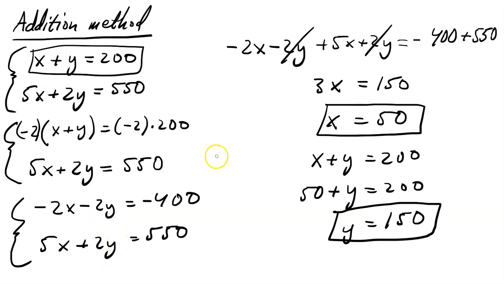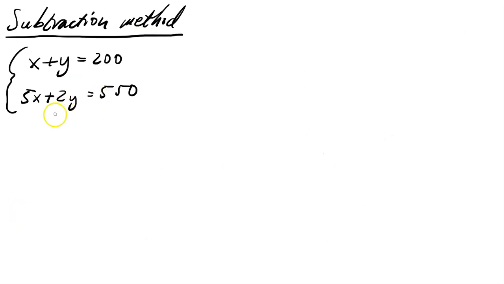The subtraction method works exactly the same way, but instead of adding the two equations, we subtract. So let's say, for example, that we want to subtract the first one from the second one. It doesn't matter which one we subtract from which. The only point here is that we want one of the unknowns to disappear. Last time we made y disappear. Now we can just as well make x disappear, for example. So if we take the second one and subtract this one, x's should disappear.